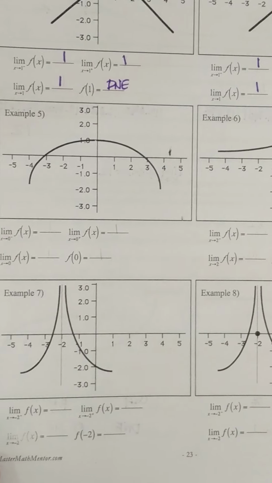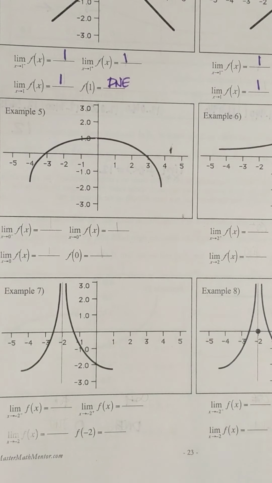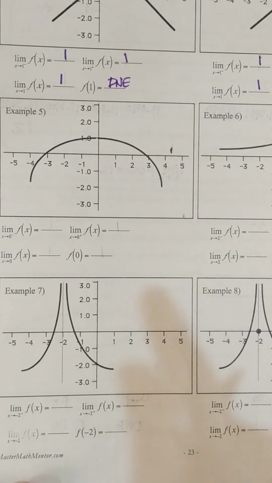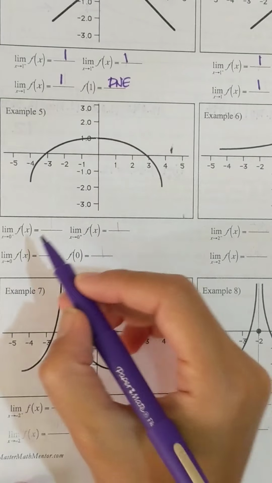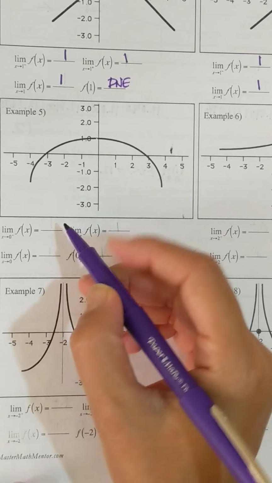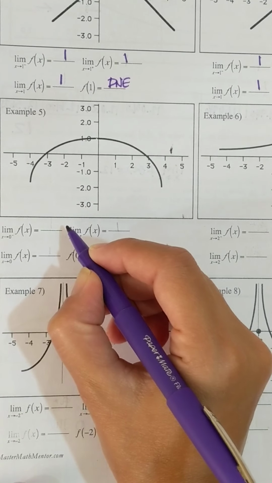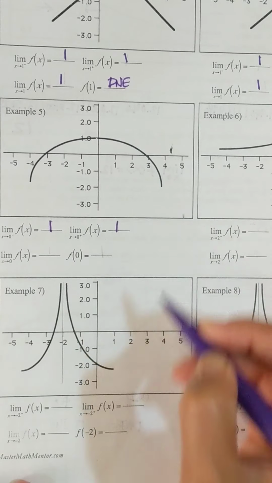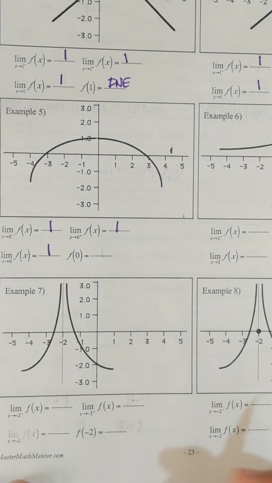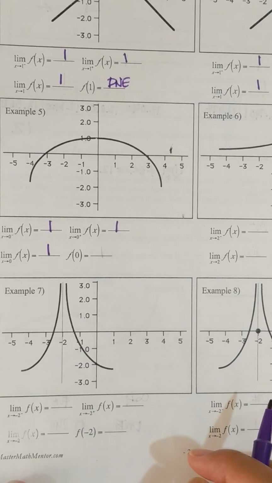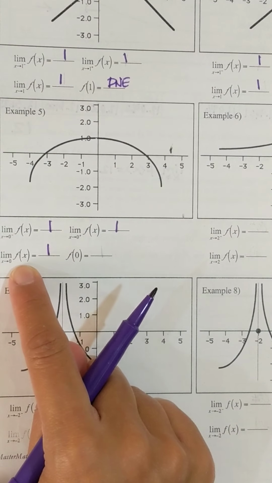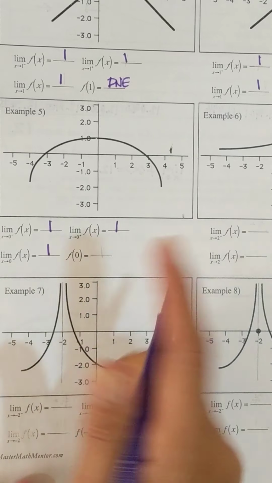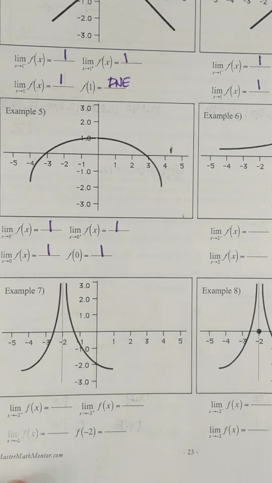Okay, so if you want to try some of these on your own, you can pause, try it yourself, see what you get, and see if it matches what I have here. So this one, 0 from the left is 1. 0 from the right is 1. So since both sides are 1, the limit as x approaches 0 of f of x is 1. And f of 0 is also 1, so they all match.